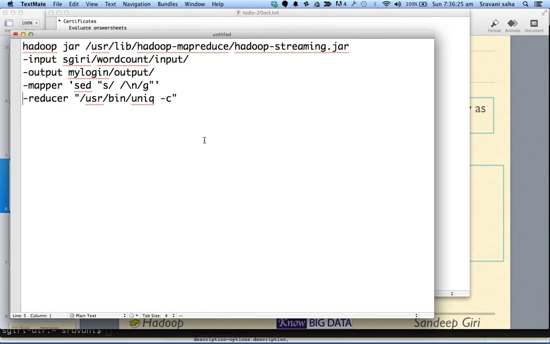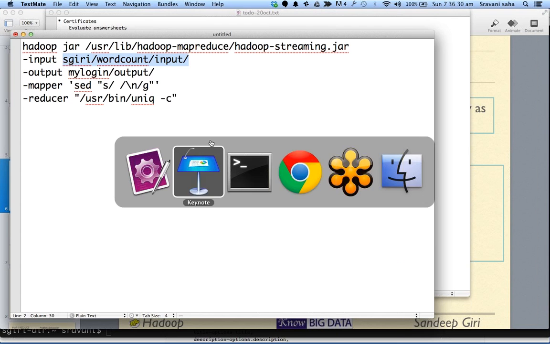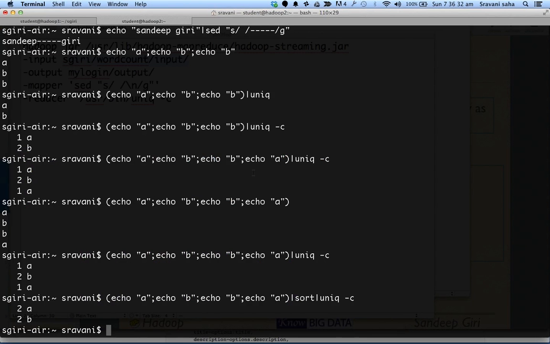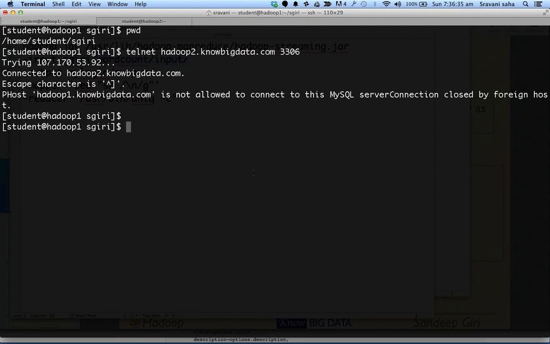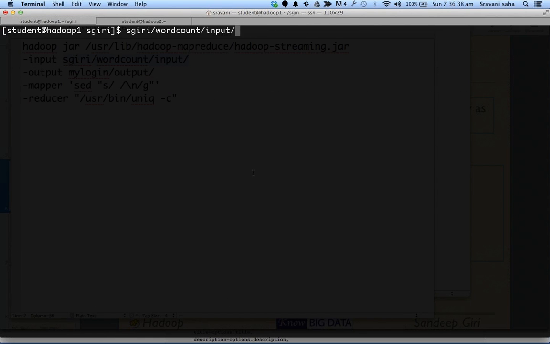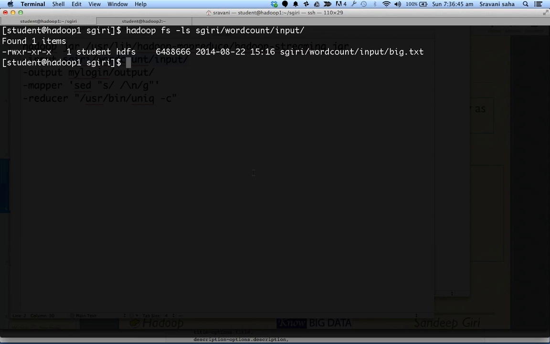Now let's try to run it. If you remember, this is our input directory, right? Let's see what is there. Did you guys try logging into Hadoop one and try running commands? Do you see this? We have one file called big.txt over here, right? So Bhupati, you should try that.